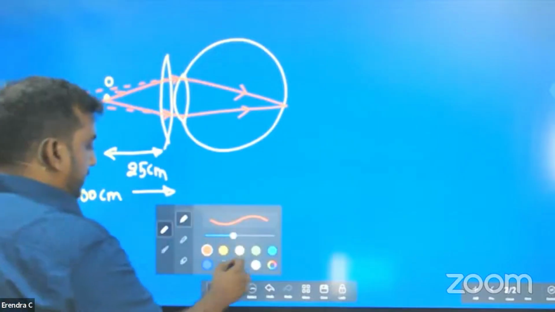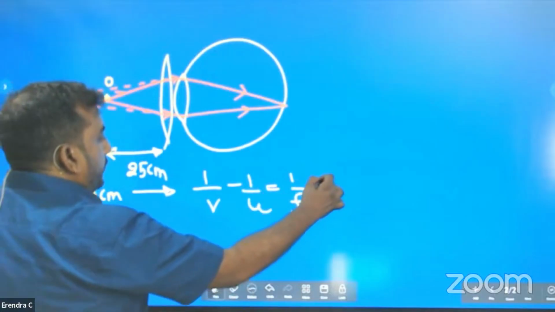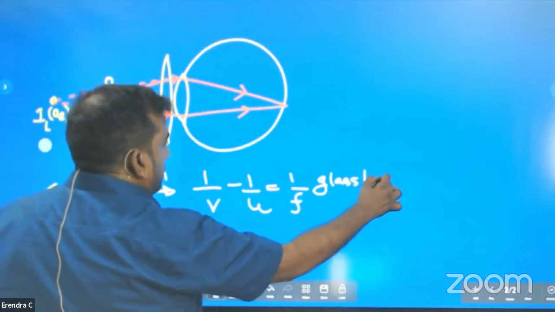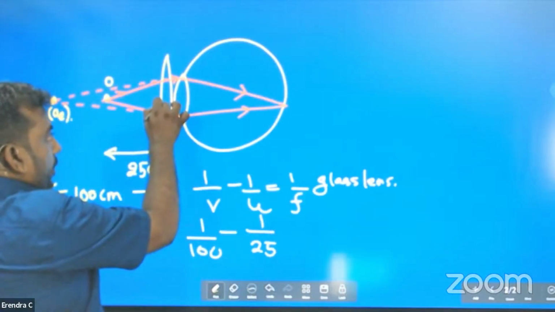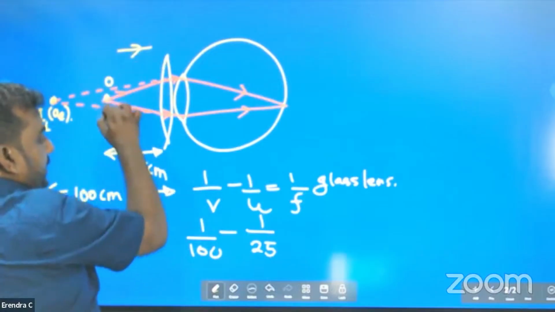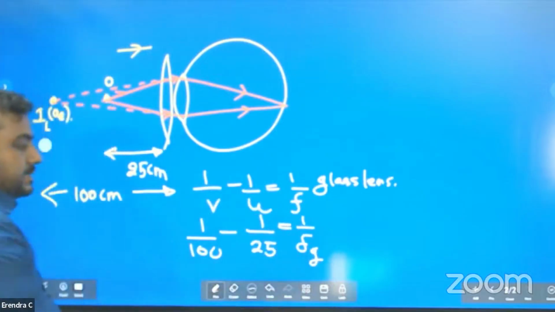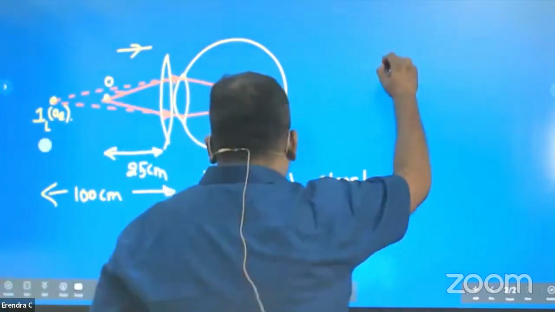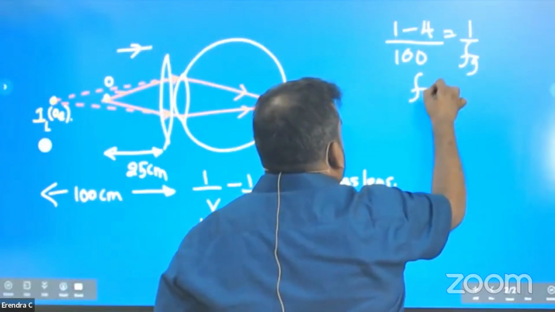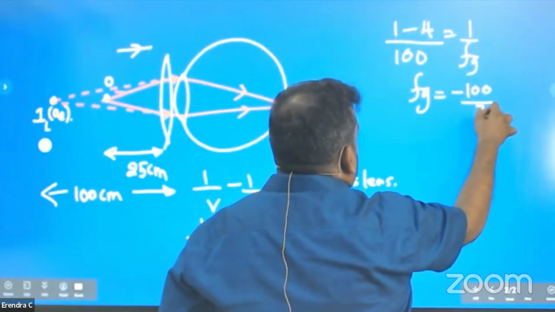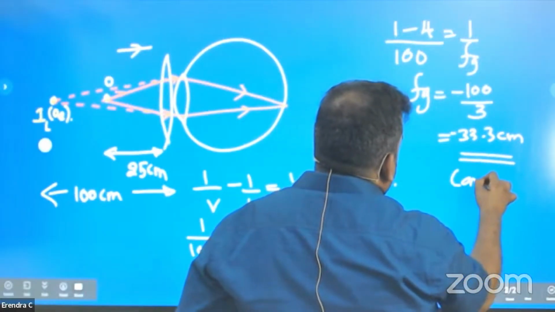So if you write equations here, 1 over V minus 1 over U equals 1 over F for the glass lens. Object is kept at 25, image is formed at 100. Opposite, light is going this way. Opposite is positive. Everything, U is positive, V is positive. Focal length of glass lens. Common denominator 100. 1 minus 4. Focal length 100 over 3, minus 33.3 centimeter, convex.